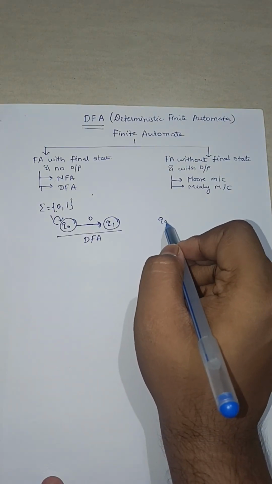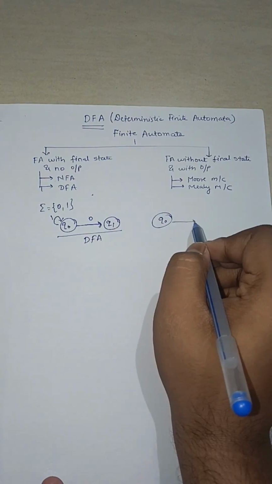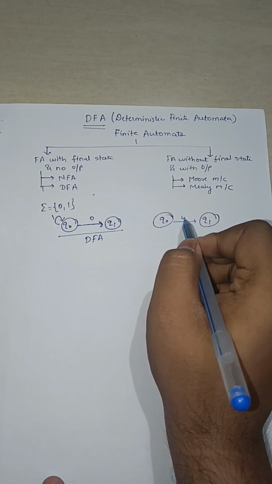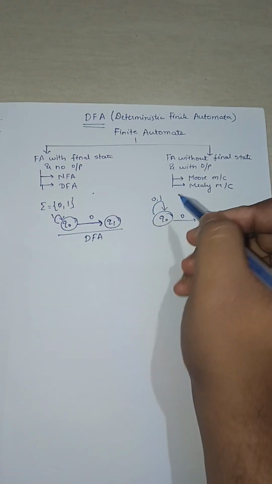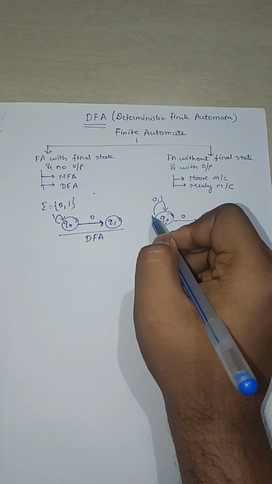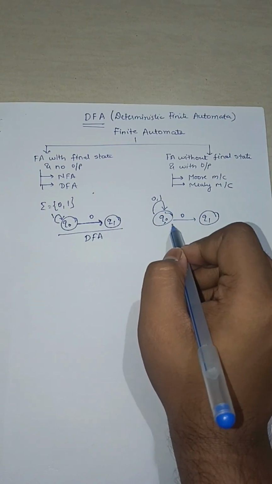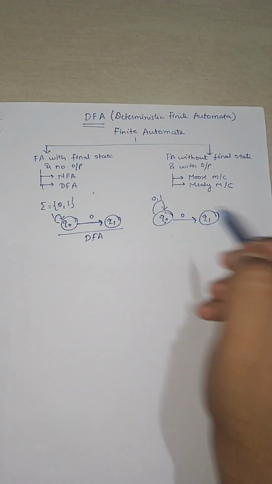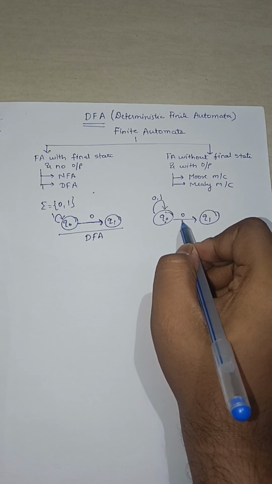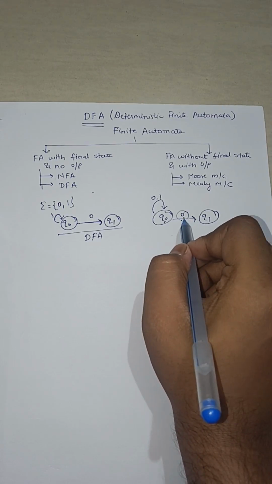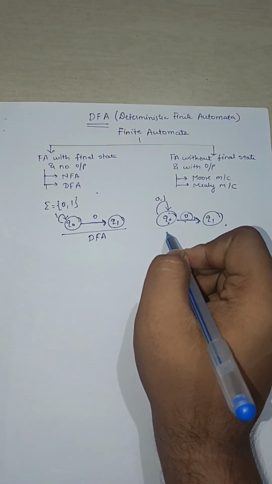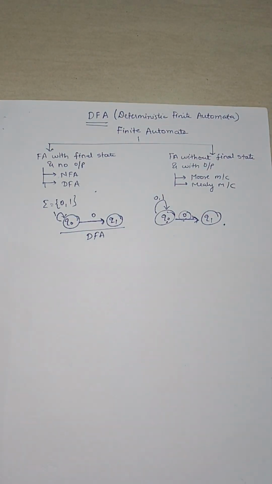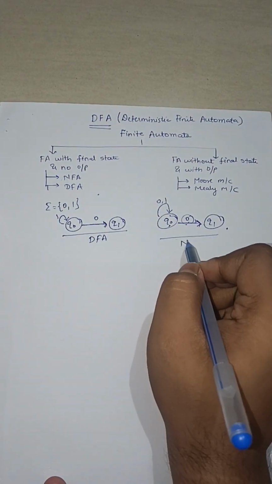See, for the same question there can be a condition like this: Q0, on 0 it is going to Q1, but on 0, if Q0 receives 0, it can stay in its own state or it can change the state. Means for the input symbol 0, it is making a transition to Q1 as well as Q0 also. That's why it is non-deterministic. It is an example of NFA.